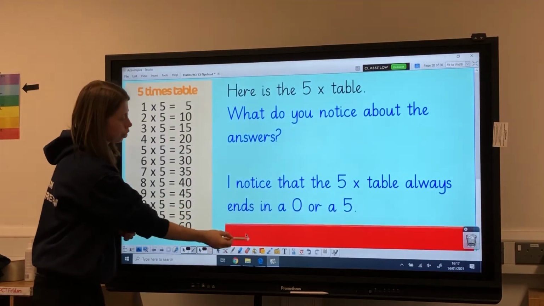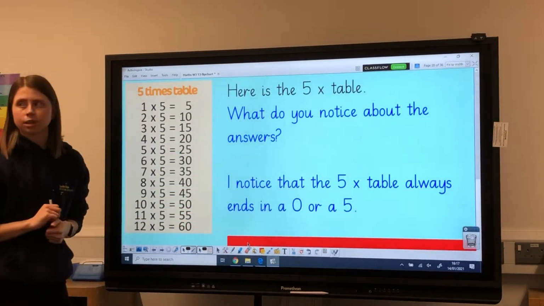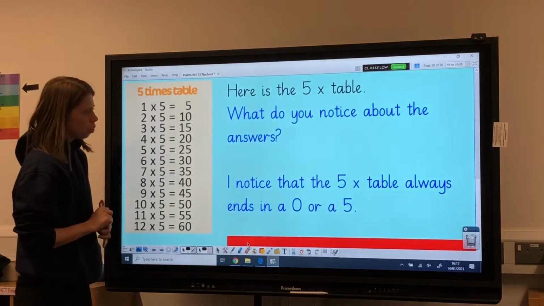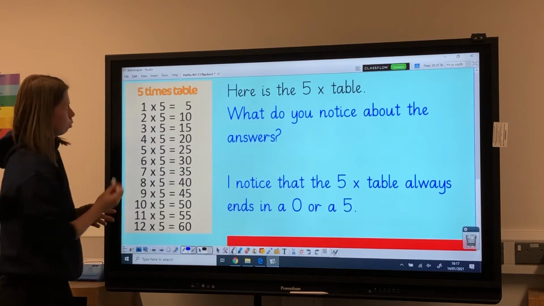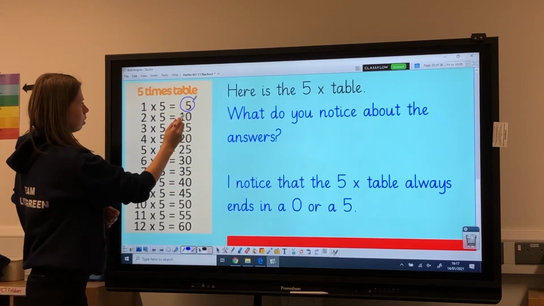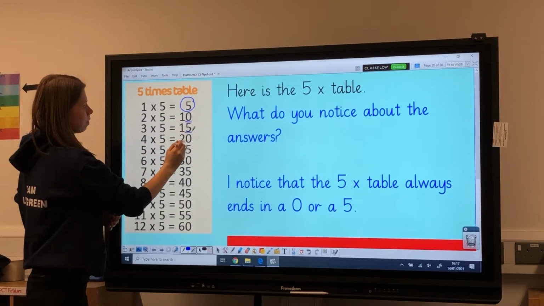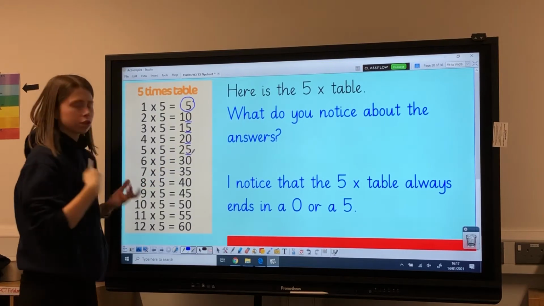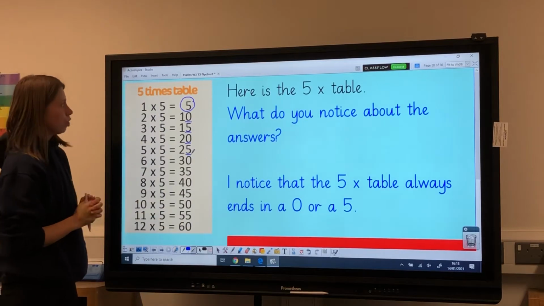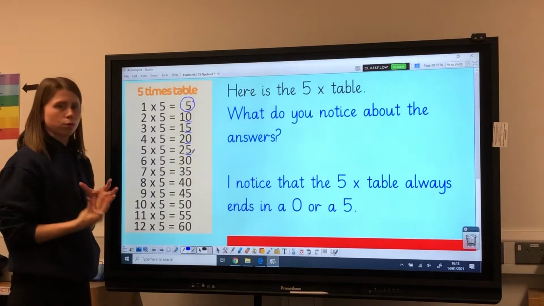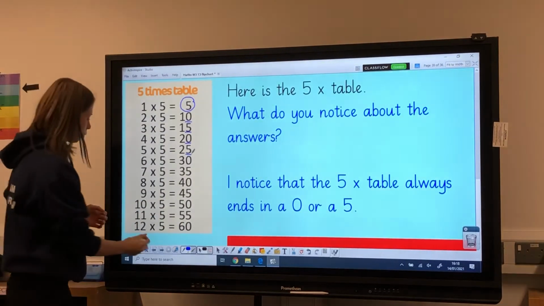So, the things I notice in the 5 times table is that they always end in a 0 or a 5. We've got a 5 here, haven't we? We've got a 0, then we've got a 5, then we've got a 0, then we've got a 5, and so on. So you might see a little pattern starting. One number will end in a 5, and the next one will end in a 0. Okay, shall we move on?